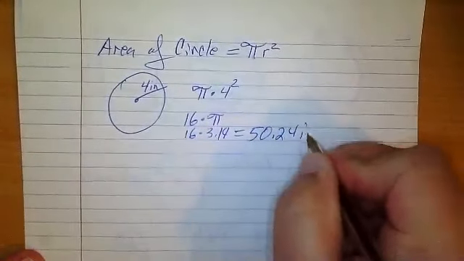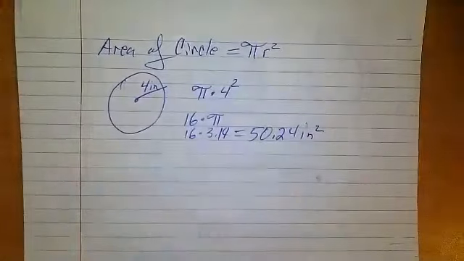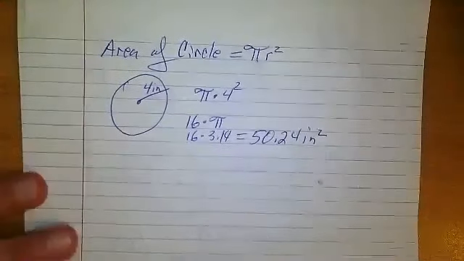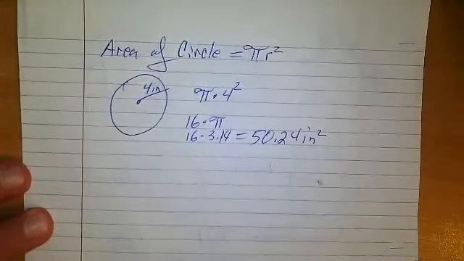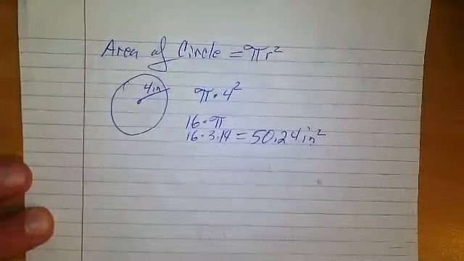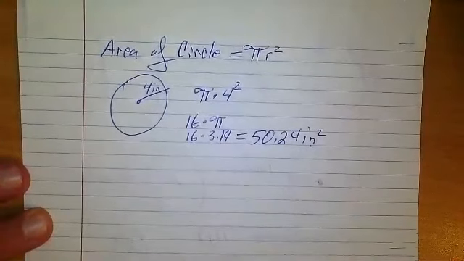50.24 inches squared, right? Now it's going to be inches squared because I've got 2 dimensions going on. So if it's got 2 dimensions, then the unit has to be squared. When we did circumference, we didn't do squared because circumference is simply a measure of distance, which is 1-dimensional, okay?